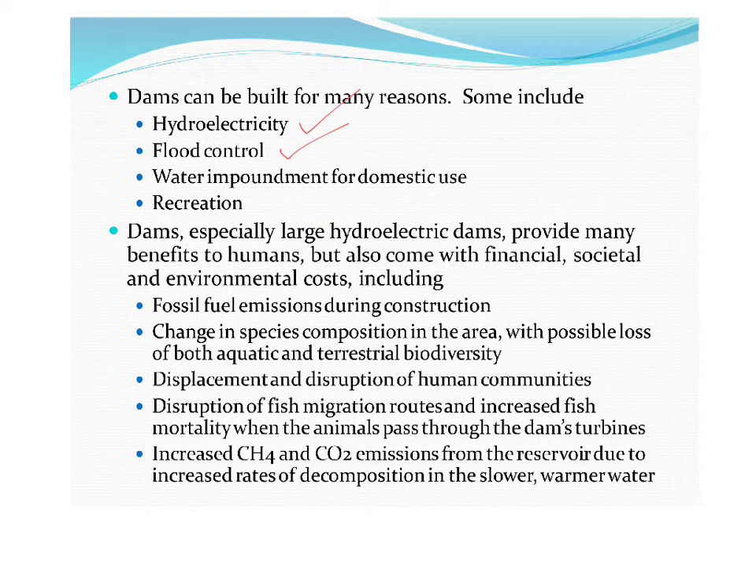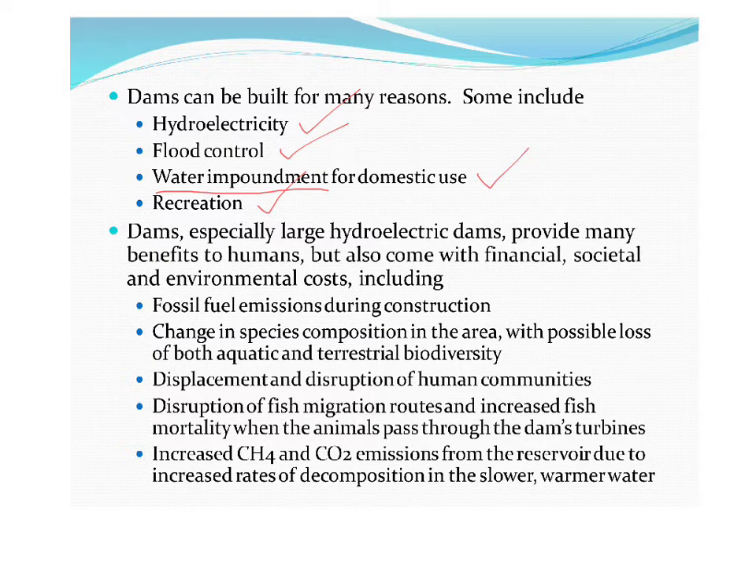Sometimes we need water for domestic use. So the creation of a dam with a creation of a reservoir behind it is called water impoundment. And we will impound that water so that we can use it domestically for a growing human population. And sometimes we just do it for recreation. People like lakes, and more people can use the lake than they can a river. And so we impound water for recreational use.